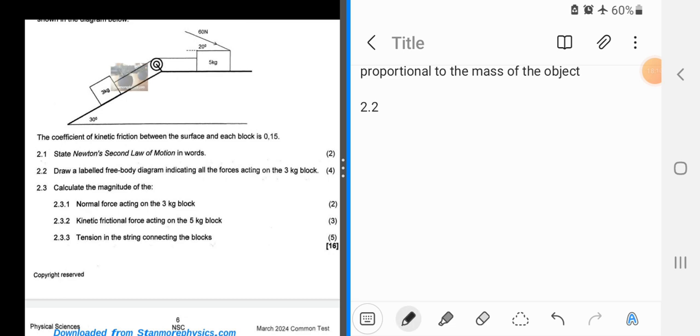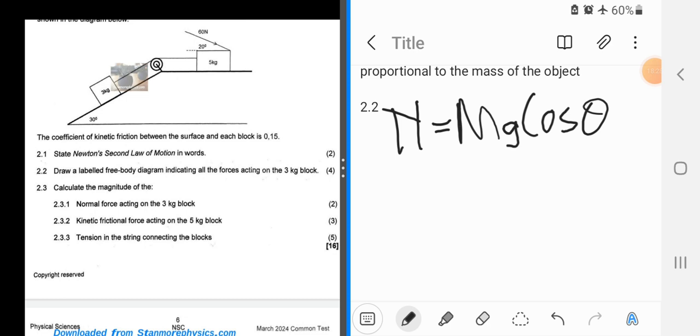Okay, so we're going to say normal force equals mass times gravitational force, and then cos theta. Where the cos theta is coming from is because of this angle here. It's above angle theta. But if we do not have angles and it is on a flat surface, then you don't have to include the cos. But because it's at an angle, you need to say cos theta.